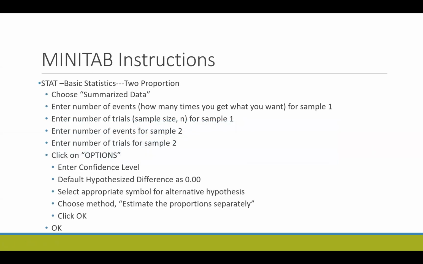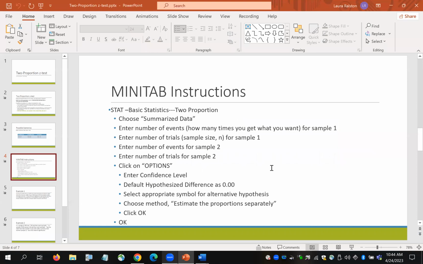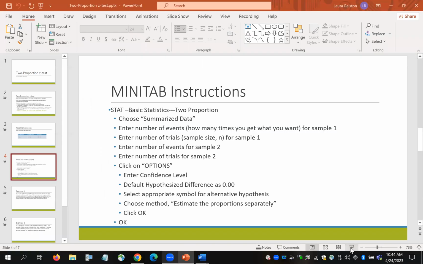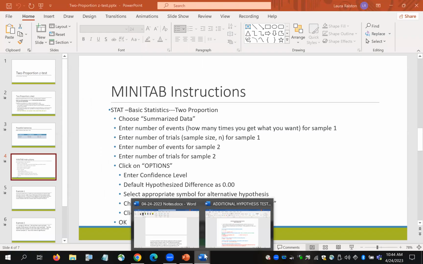The keystrokes for doing the two proportion test are on slide 4 of the two proportion test. So we're going to look at some examples, and I moved the examples over to the Word document.